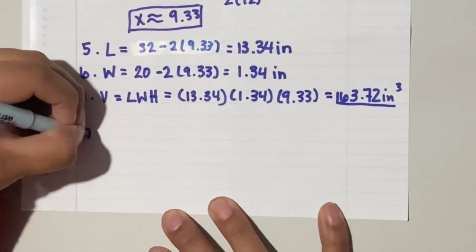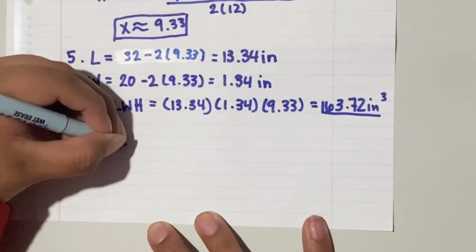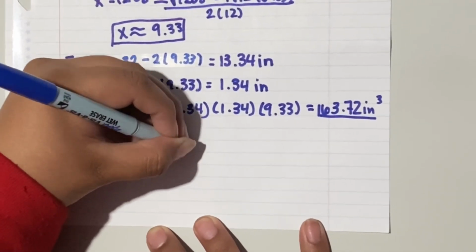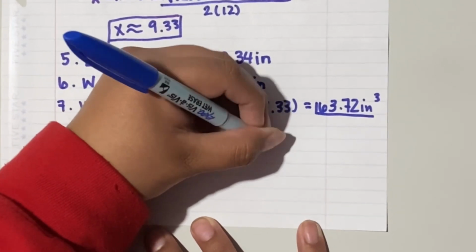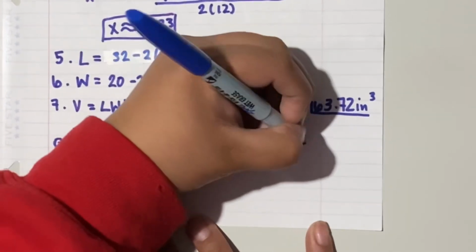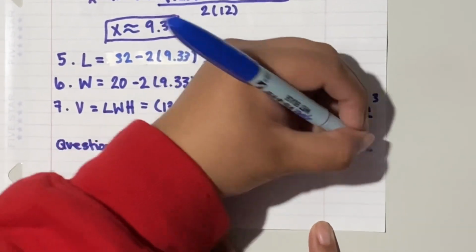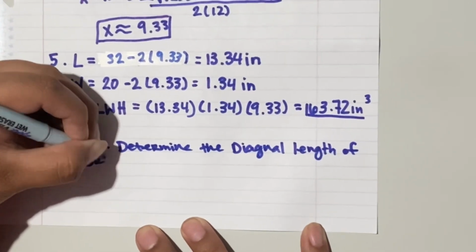For my open-ended question, you must determine the diagonal length of the original box.